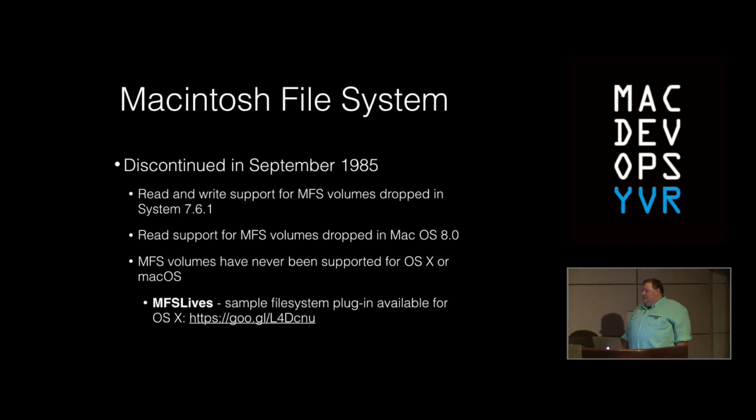MFS was discontinued as the Mac's primary file system by Apple in September 1985. Reading and writing to MFS volumes continued to be supported up until System 7.6.1, when Apple dropped support for writing to MFS volumes. All support for MFS was dropped in Mac OS 8.0 and later, and there was never native support for it on OS X or later. That said, one of Apple's provided example file system plugins for OS X is named MFS Lives, and it provides read-only support for MFS volumes. So for those of you in the audience with that one really old floppy, there's hope.